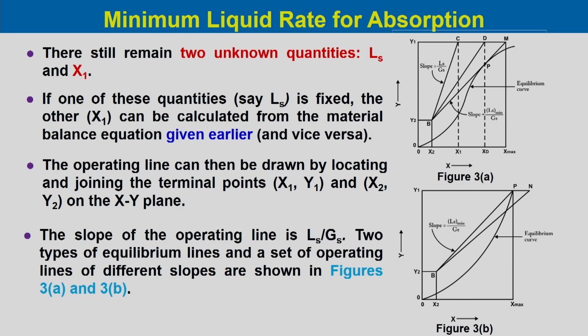You can see over here, this is the equilibrium curve, and in the bottom figure, this is the equilibrium curve. You can see the operating lines BC, BD and BM, similarly BP and BN in this bottom figure. So, these are operating lines with different slopes, plotted.